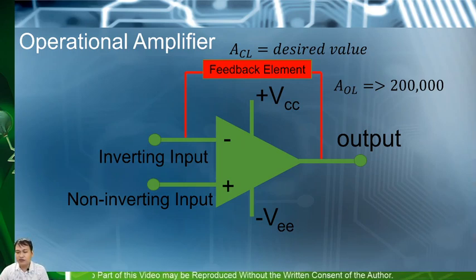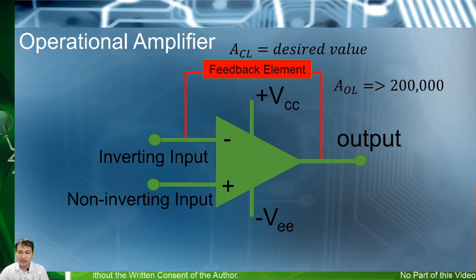There are many op-amp circuits in a closed-loop configuration, like the inverting amplifier, non-inverting amplifier, summing, differential, differentiator, and integrator, which we will talk about in the next couple of videos.